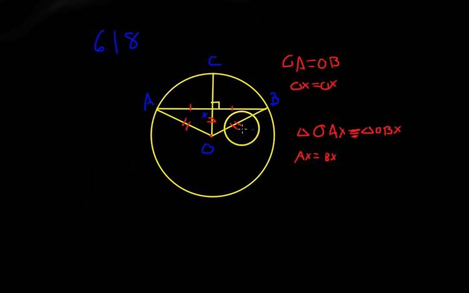And since these two are equal, it means that this radius OC bisects AB, and that's how you can prove that. It just wants you to know that if the radius bisects a chord, then it's perpendicular.